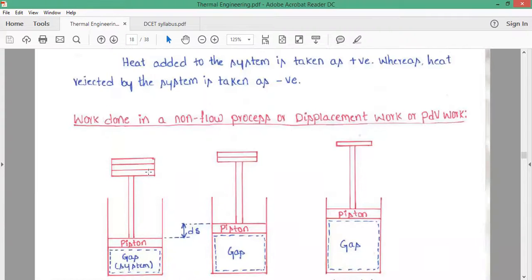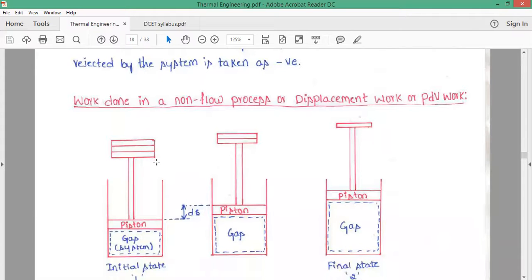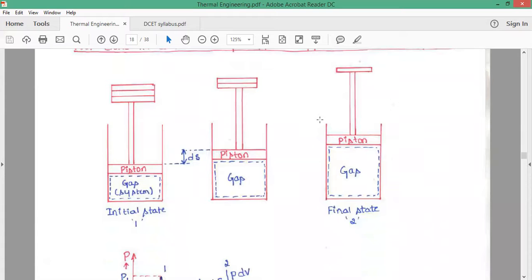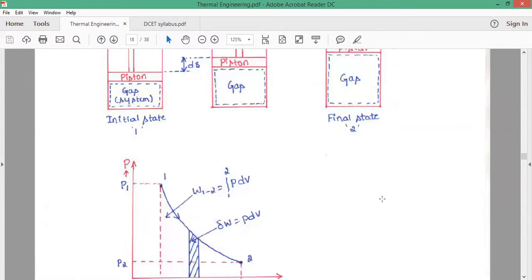Okay. Let's discuss different types of thermodynamic processes, right? First, the displacement work or non-flow work done in a non-flow process, or the displacement work or PdV work. Let us consider a gas confined between the piston and the cylinder. Now, it is having some pressure, some volume, some temperature. Let us consider this as the initial state 1. Now, if the piston moves by a small displacement ds, then the volume increases, pressure decreases, right? And it will occupy the final state 2.